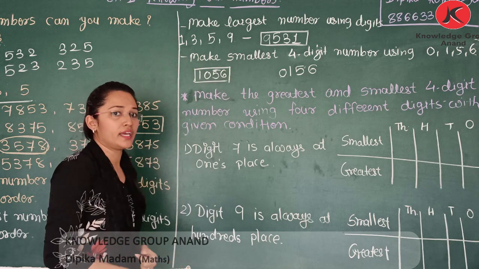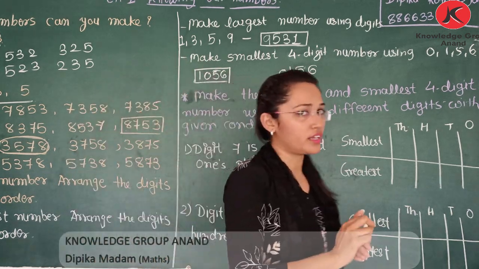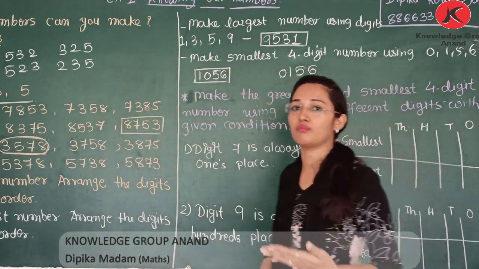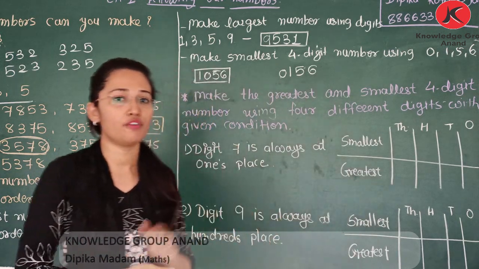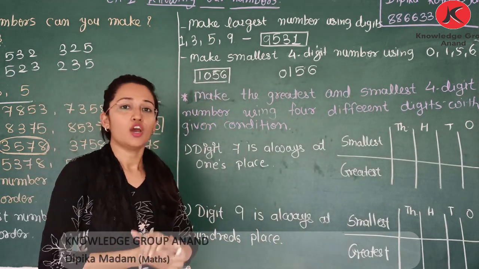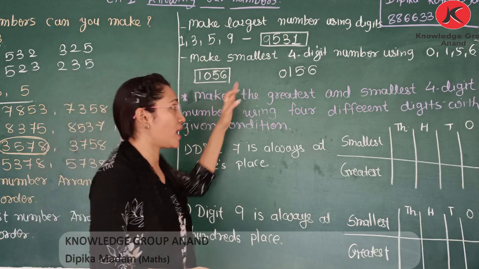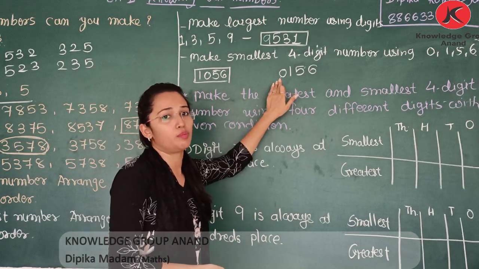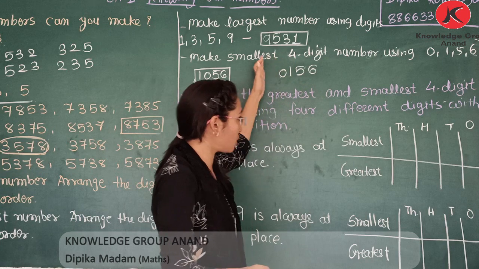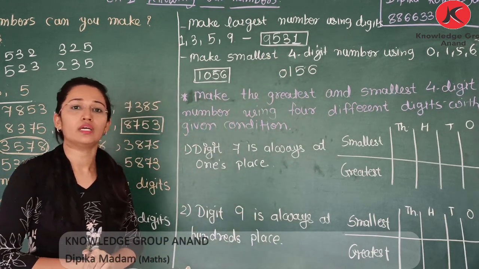So our number will be 1056. Because if you write 0 as the first digit, then it will be a 3-digit number.